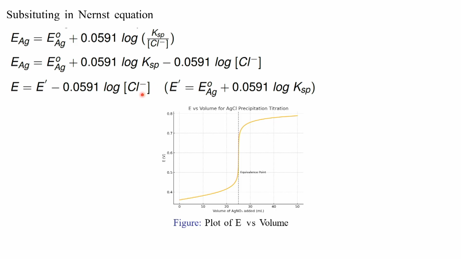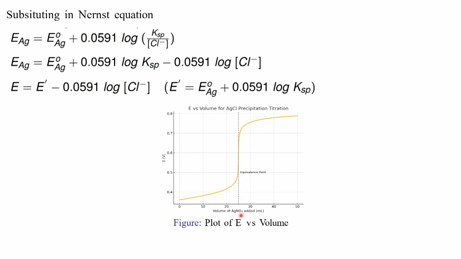Now if we see, as we keep on adding AgNO3, the value of E increases, and then we get a sharp increase. So here this is the equivalence point, and this is the volume we can now measure. Once the precipitation is completed, there is not much change in the E value.